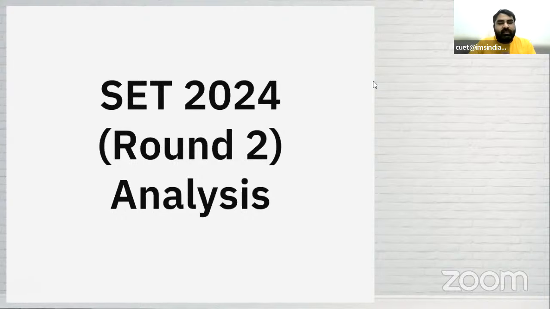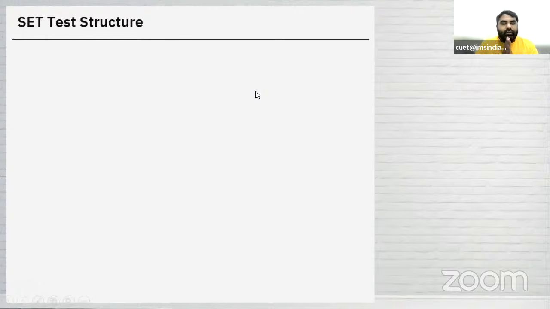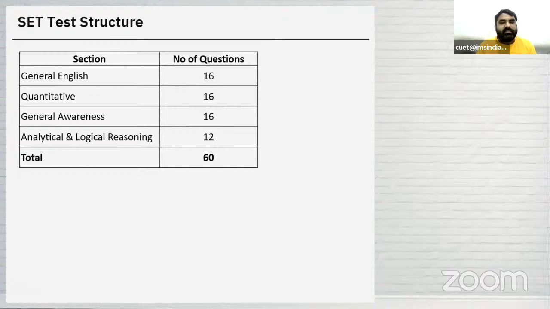So, hello everyone. My name is Chintan Shah and we are here for the round 2 analysis of Symbiosis entrance test for this year. I will quickly get into it. So the test structure, as discussed in the first slot as well, is simple. It is 60 questions to be solved in 60 minutes.